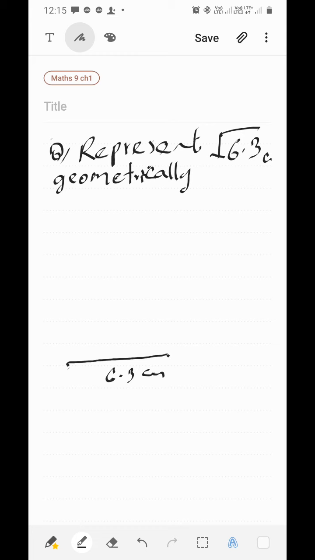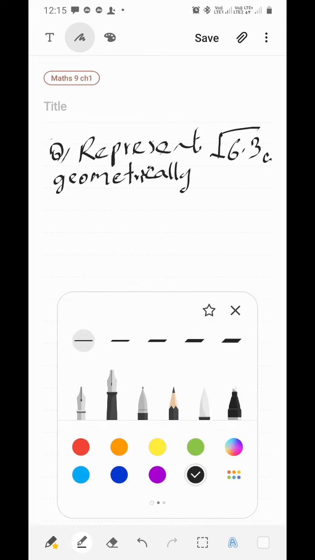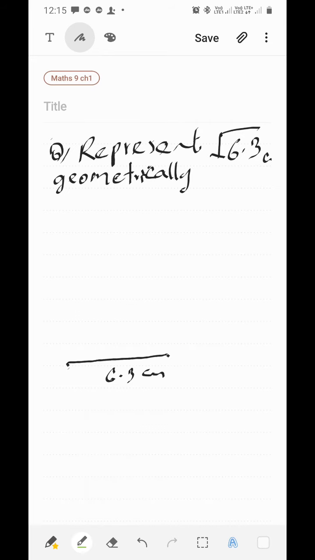Okay, now the next step is important. We have to extend the 6.3 by an extra 1 more centimeter. Extend 1 more centimeter directly. Yes, 1 more centimeter extra. This is 1 centimeter. Now what is the total length? 7.3 actually. Am I right? Yes.